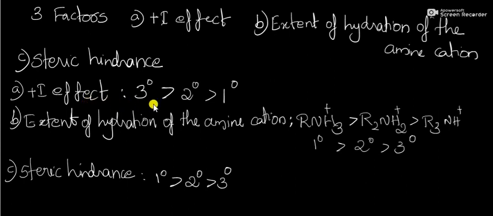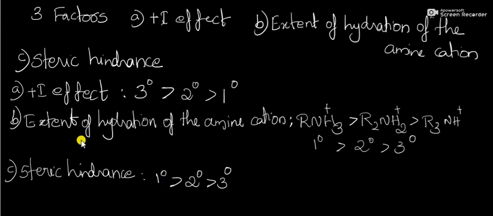So what will be the order of basicity? Tertiary amines will be more basic than secondary amines, which will be more basic than primary amines, which will be more basic than ammonia, due to the presence of three electron donating substituents in tertiary amine, two electron donating substituents in secondary amine, and one electron donating substituent in primary amine.